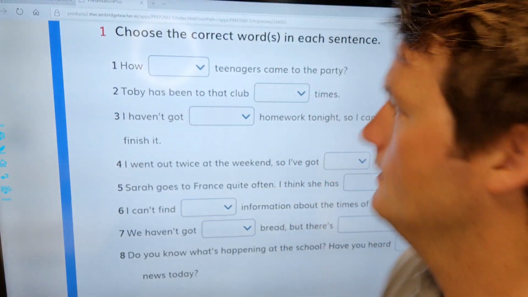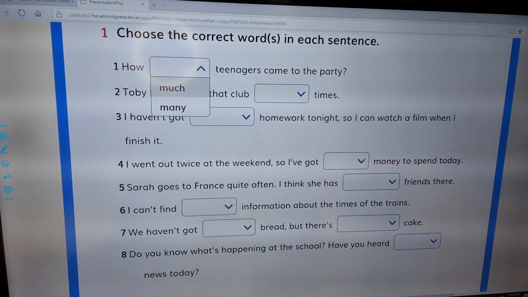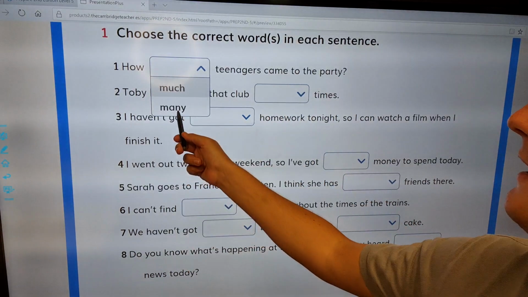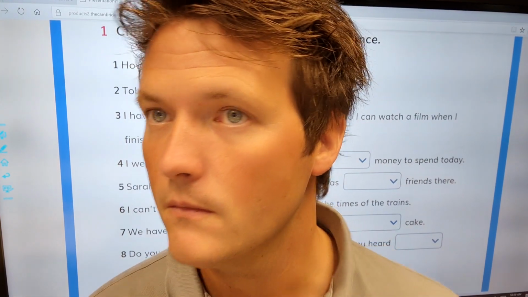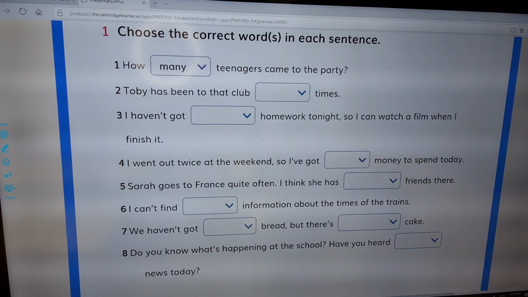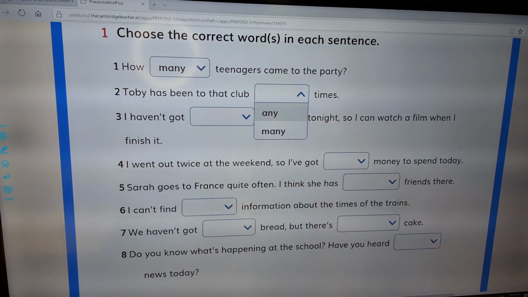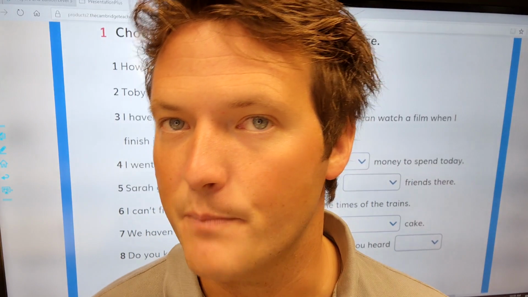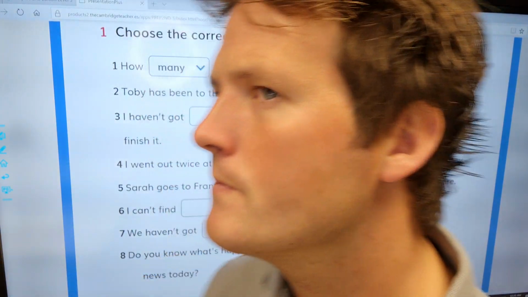Okay, so how much or many teenagers came to the party? Teenagers are countable. We would ask, how many teenagers came to the party? Did many come? How many came? Number 2. Toby has been to that club any times? You cannot use any in a sentence that is positive. You use it in a negative sentence, right?